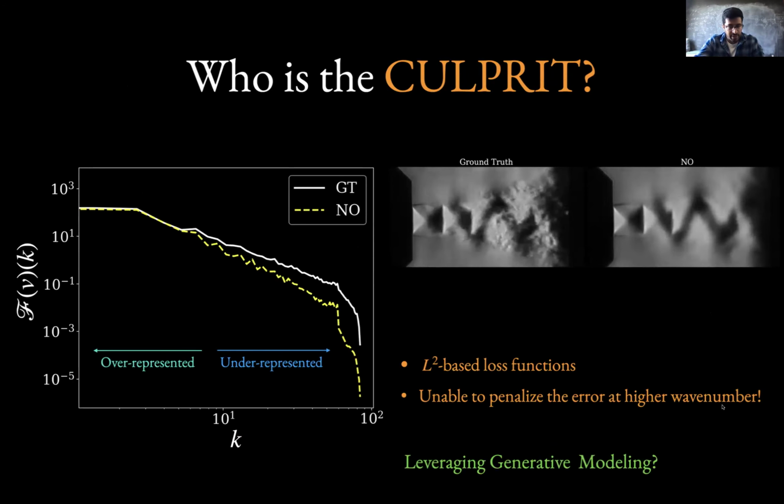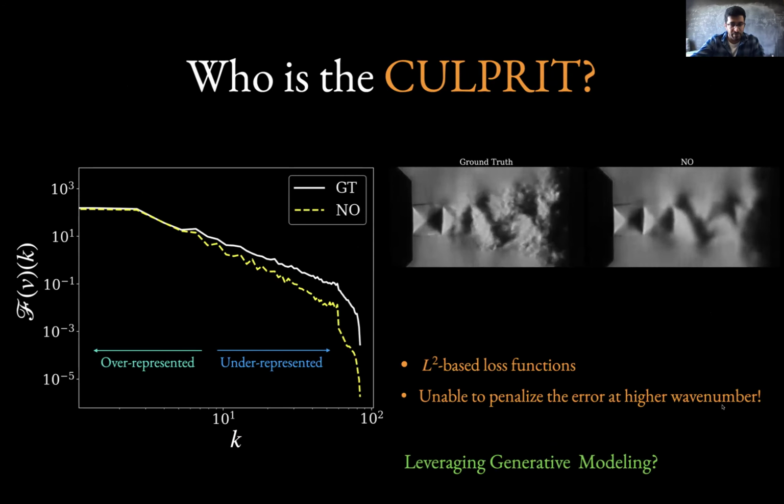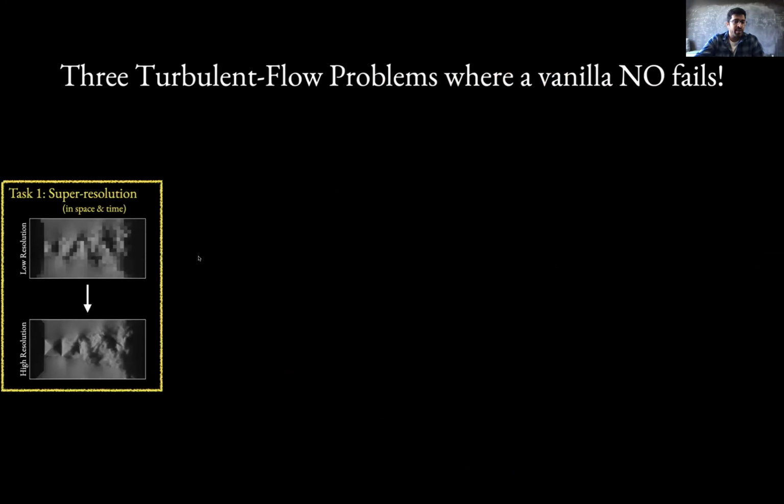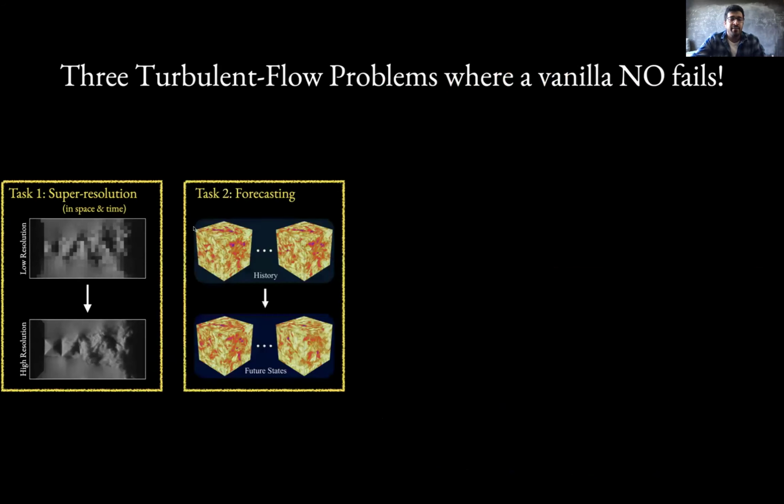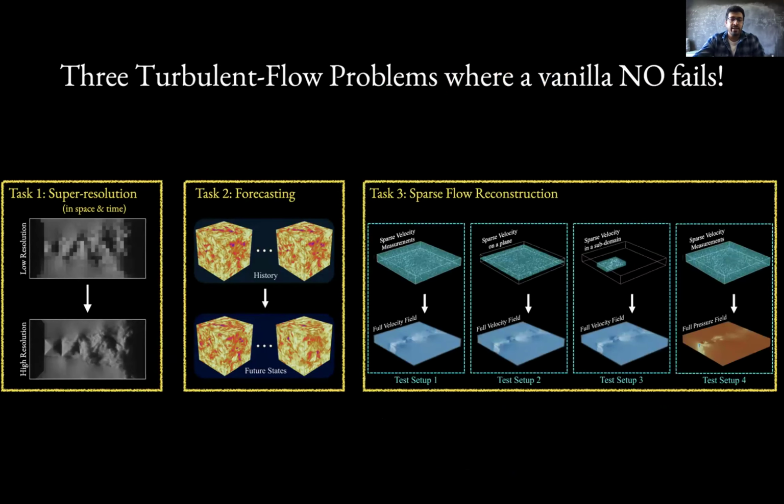So in this work, we try to explore if leveraging generative models could help address this limitation of neural operators. We consider 3 turbulent flow problems where a vanilla neural operator fails. 1, super resolution of the impinging jet that I showed earlier, in space and time. So it's a spatiotemporal super resolution problem. Then we try to forecast the systems: given the historical states, can you predict the future states? Then we check if we can reconstruct the full flow field given sparse velocity measurements.